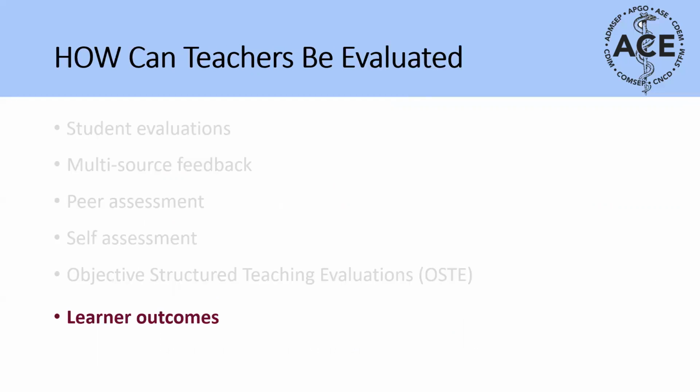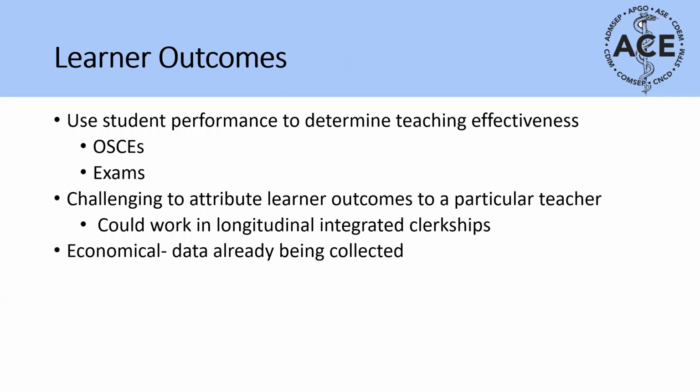Learner outcomes. Next slide. So the other way to determine teaching effectiveness is to aggregate learner performance. And so you can aggregate learners' performance through their OSCEs or their exams, and then use that as a metric of how effective teaching was. It's challenging. You can do this more at the level of the clerkship. It's a bit challenging to attribute learner outcomes to a particular teacher, because learners don't work with teachers for a long time and there's so many places that they are being educated.